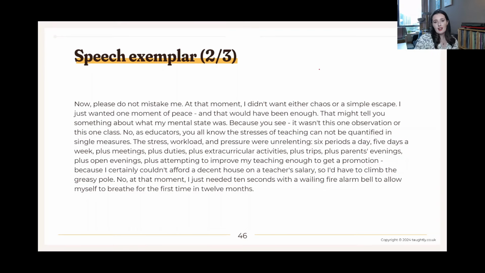So here, getting into the argument about mental health, workload, and stress, basically it was all too much that this was the most relaxed she had been in the last year. Pulling the fire alarm was the most relaxing moment of Miss Salmon's life, according to her. And we're seeing in this paragraph here, she's directly addressing her audience. Please do not mistake me. She's begging them to kind of understand her.